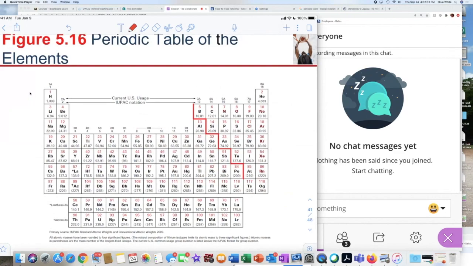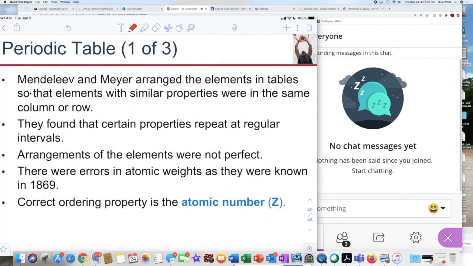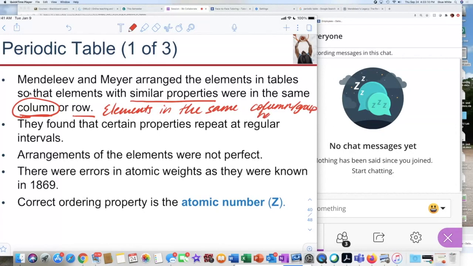Before we had a table that looked like this, the elements were arranged from left to right. So what they were doing, though, they saw similar properties in the elements and decided, what if we put these elements in the same column or row? They decided on putting the elements in the same column and saw that the elements in the same column had similar properties. So from them, we learned elements in the same column, and those columns were called family or group, had similar properties.